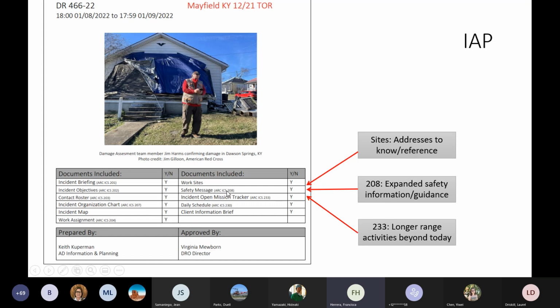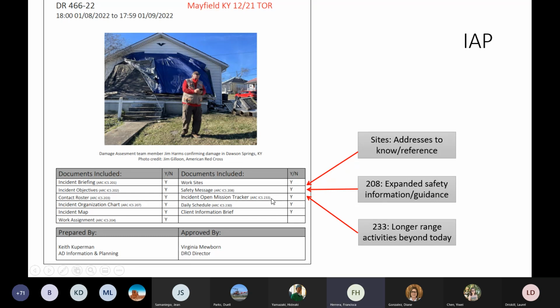The safety message is the form known as 208 from the incident command structure. You don't always have a 208 document. You generally have that when there is an expanded safety message that needs to be provided to the workforce. So if you see a 208 listed, take a look at it. If you're a supervisor, brief your teams on it. It means there was enough safety information that warranted a much larger explanation, set of guidelines and resources that needed to be expanded into this 208 document. So that's one to note.